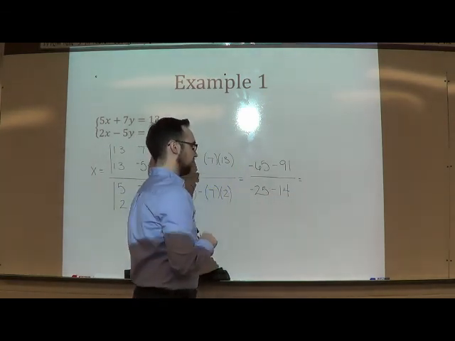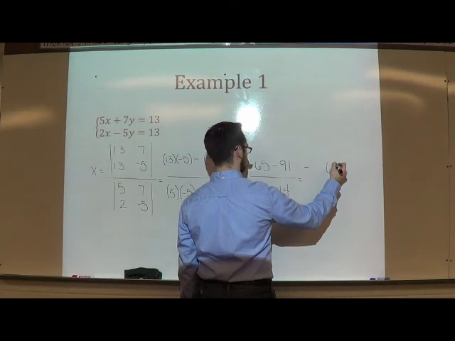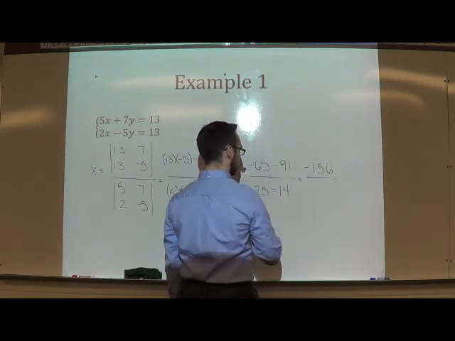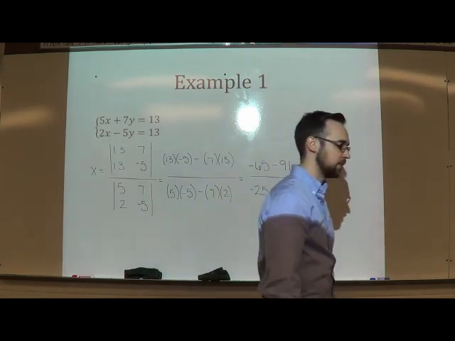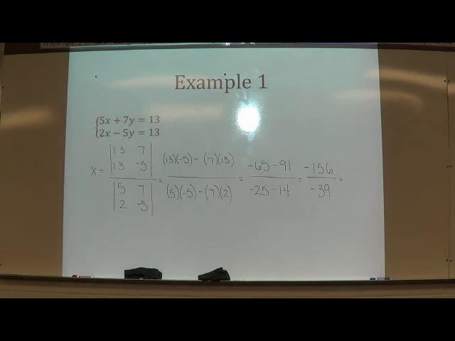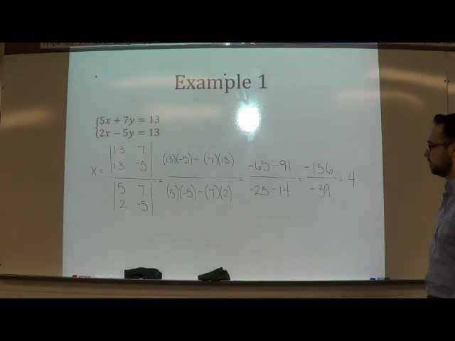And so we get negative 65 minus 91 is going to give us a negative 156 over a negative 39. And when we divide that out, we end up with 4. And so that's our x value. So again, I'm not saying this is necessarily quicker than solving it by using systems. It's just another way of doing it.